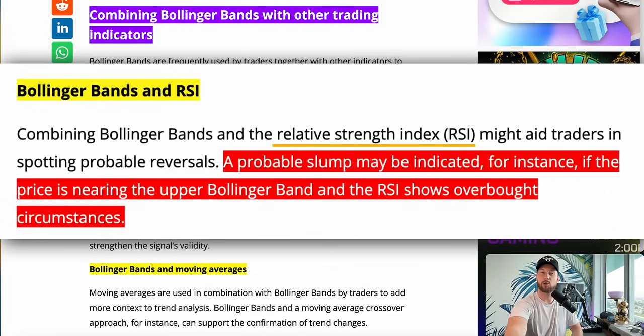Now, when we talk about combining Bollinger Bands with other trading indicators, one way to do that would be the Bollinger Bands and the relative strength index. The relative strength index would aid you in spotting possible trend reversals, because a probable slump may be indicated, for instance, if the price is nearing the upper Bollinger Band and the RSI is at the same time showing overbought circumstances.